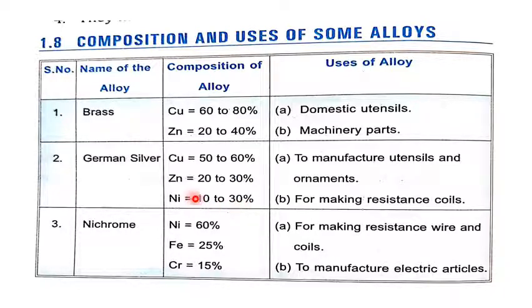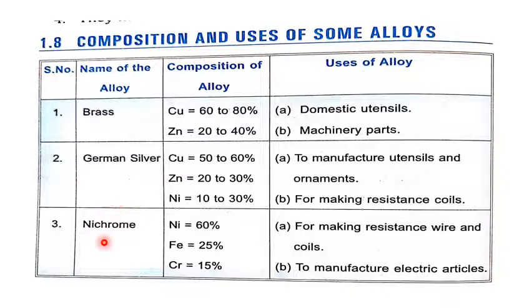Next, what are the uses of German silver? It is used in the manufacture of utensils and ornaments. It is used for making resistance coils. Coils are used in machineries. This is about German silver.